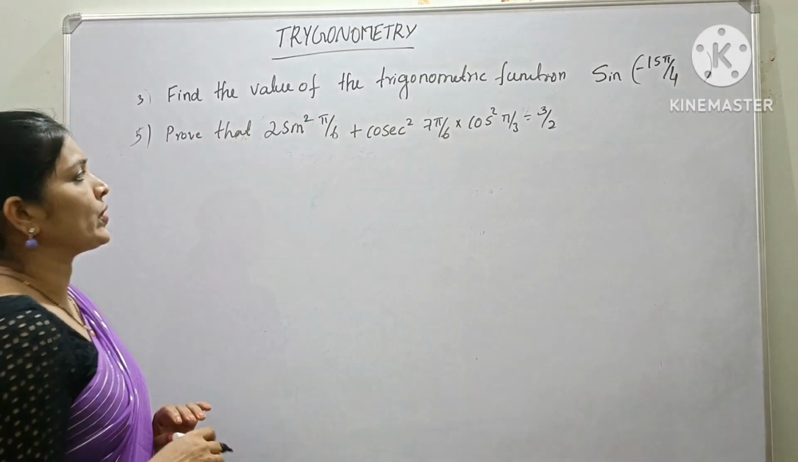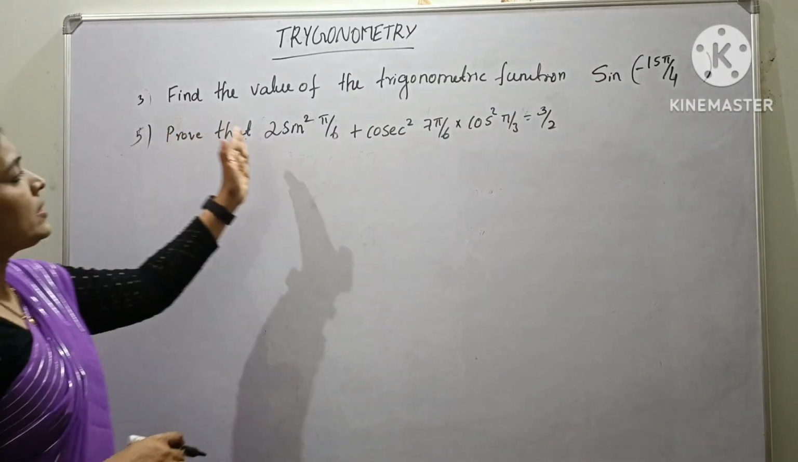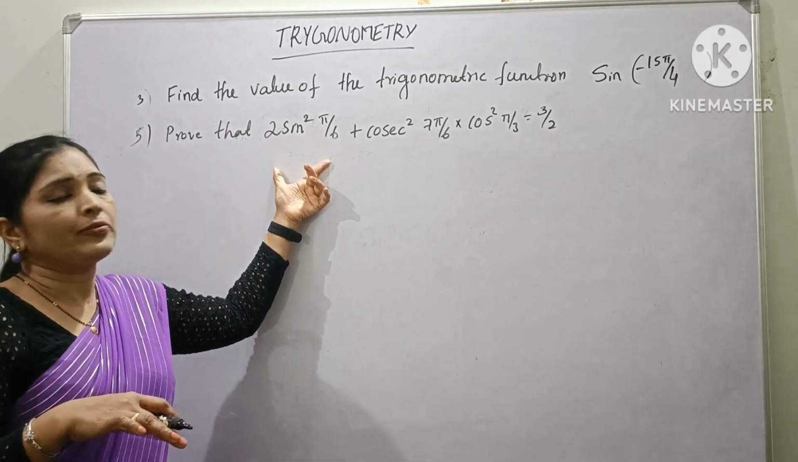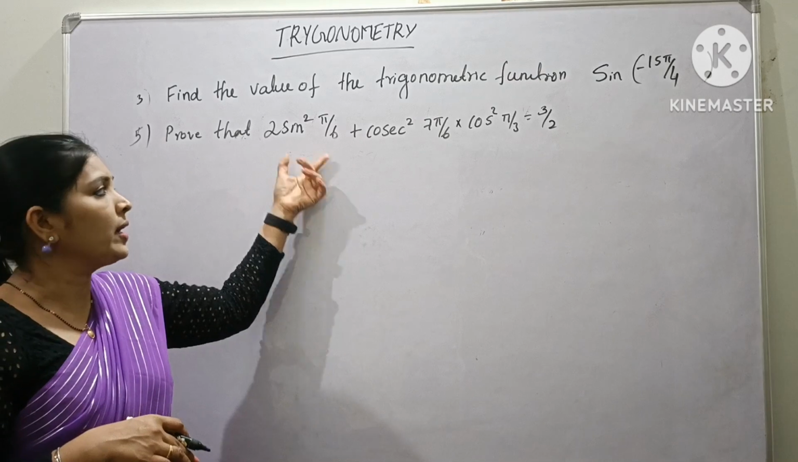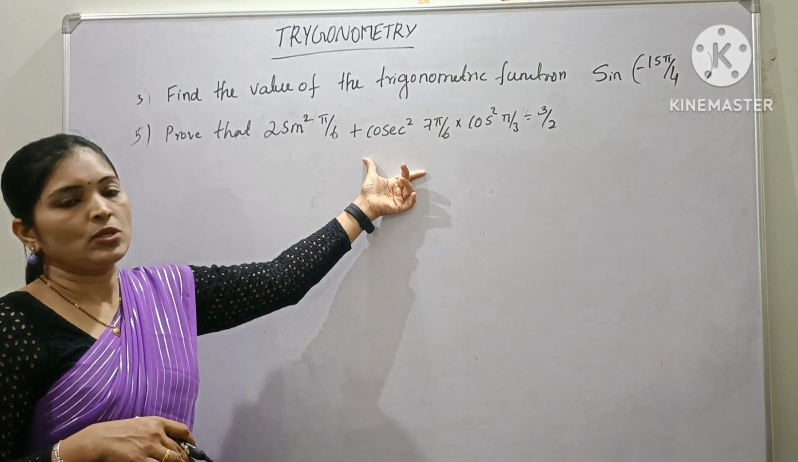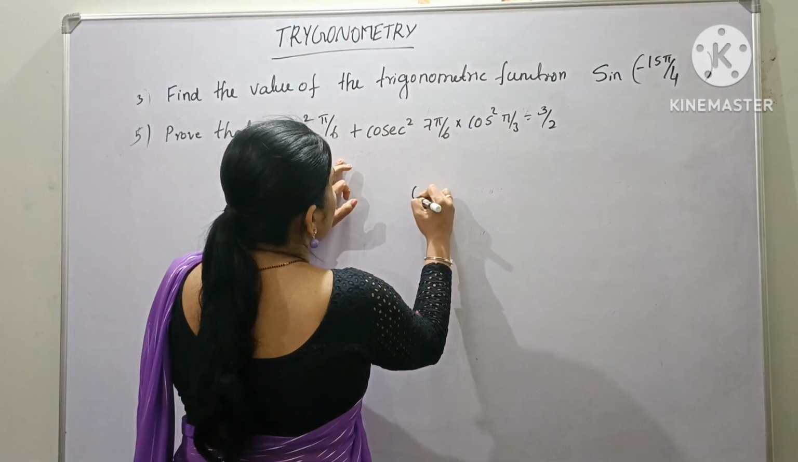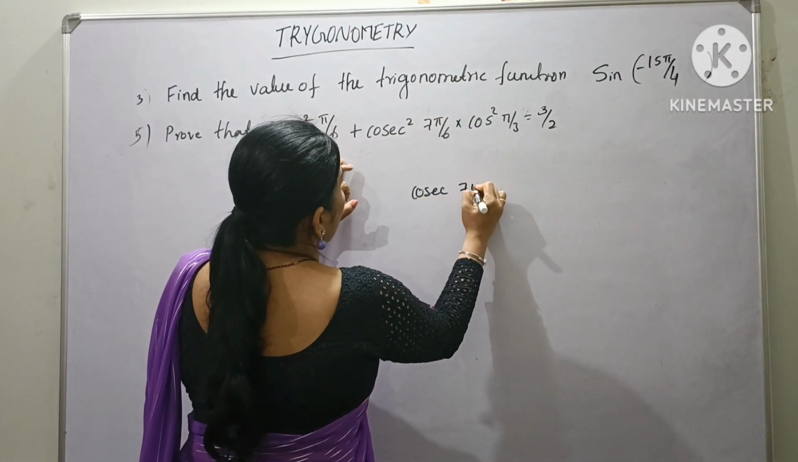Okay, we have to prove this one. So here, see, first term and third term, here we can apply the values directly. Okay, but the second term we cannot. So we will find this one. So first of all we will find this cosec 7 pi by 6.